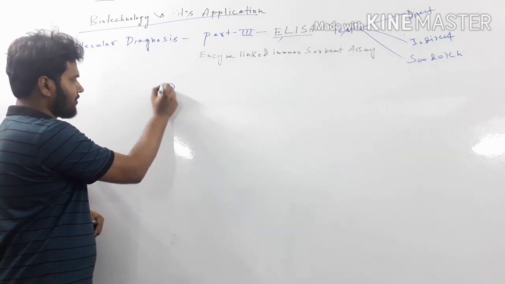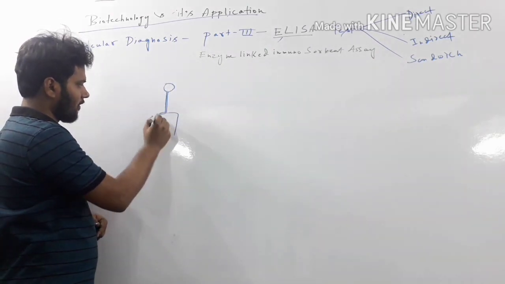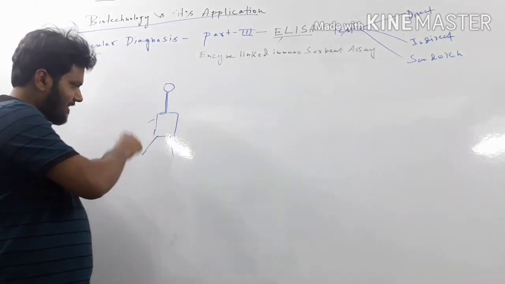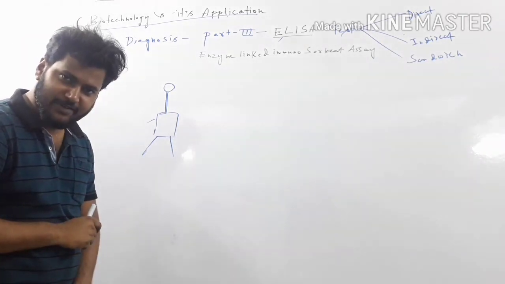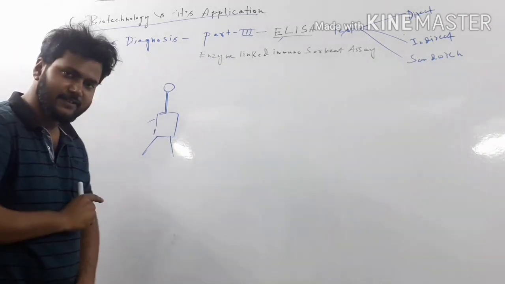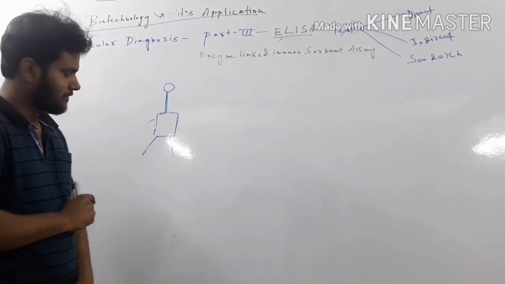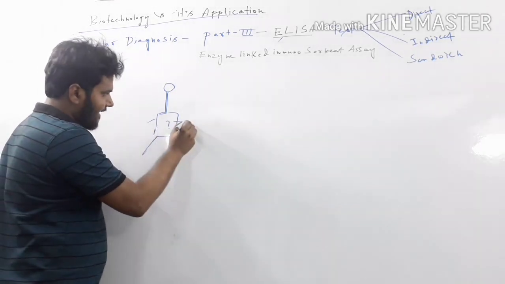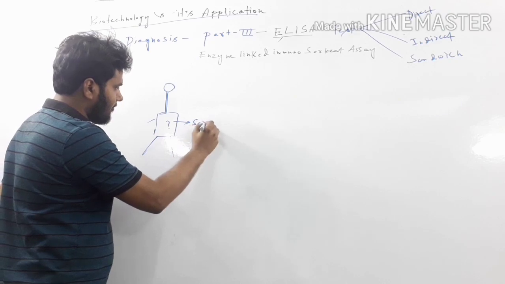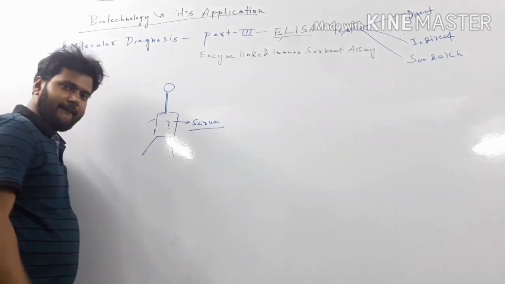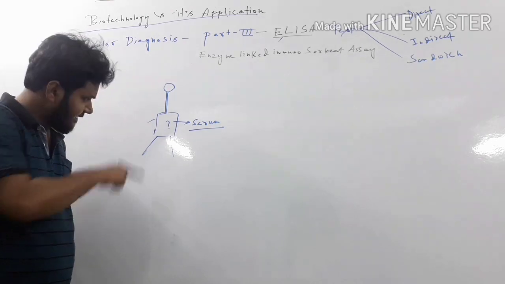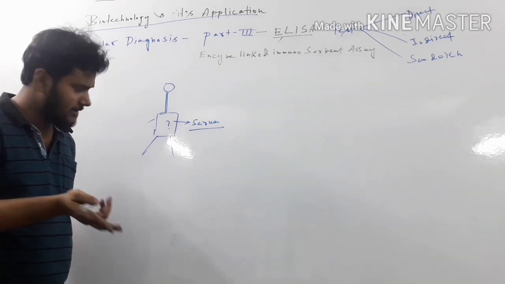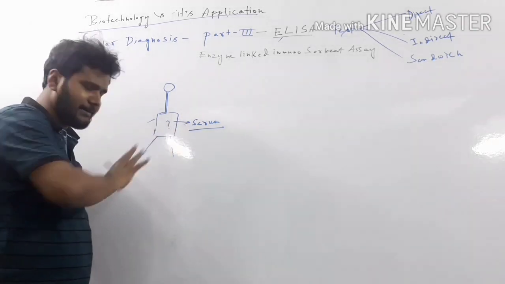Suppose this is a person, and we suspect that within this person's body HIV antigen is present, meaning this person is affected by HIV. First of all, we will take out the serum. If HIV is present in this patient's body, then obviously the HIV antigen will be present in the serum.